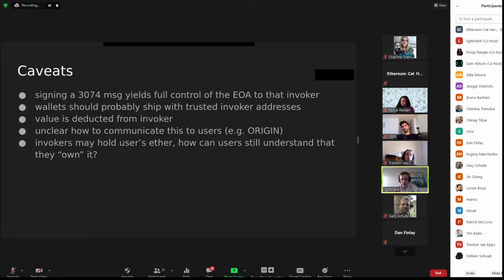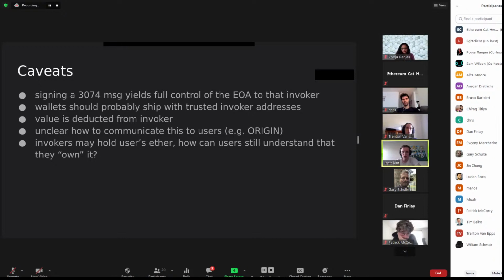The other caveat that exists in 3074 is that the value has to be deducted from the invoker. The reason for this is that there is an invariant in the protocol that basically says you can verify a transaction is valid by just looking at the current state and the transaction object. There's no execution needed. And if you were to deduct value from a user during the execution of a smart contract, what could happen is that I could create a transaction which deducts all of the balance from an account that has 1,000 pending transactions. And so all of those 1,000 pending transactions would immediately become invalid.